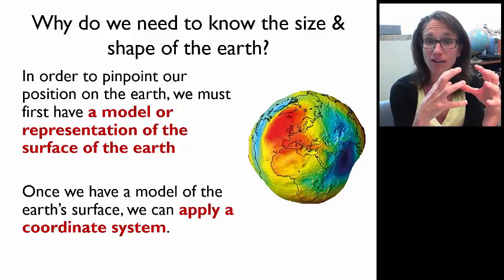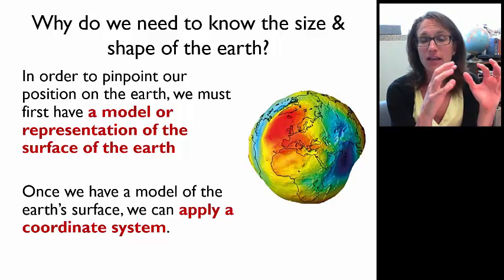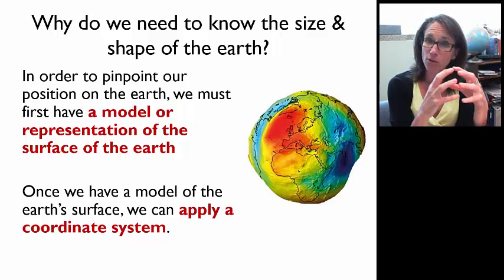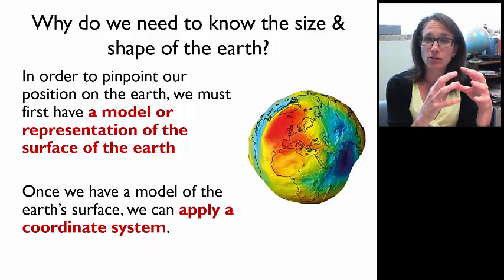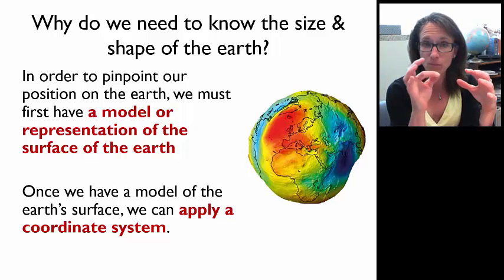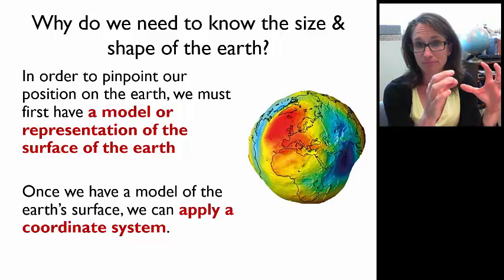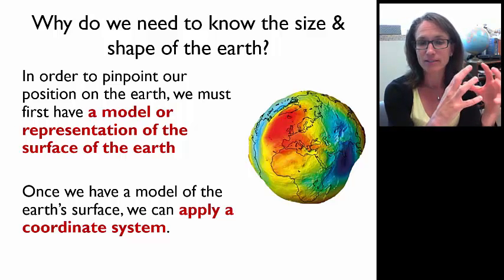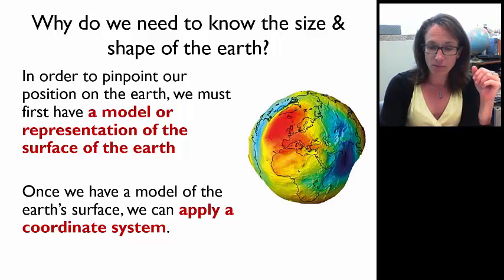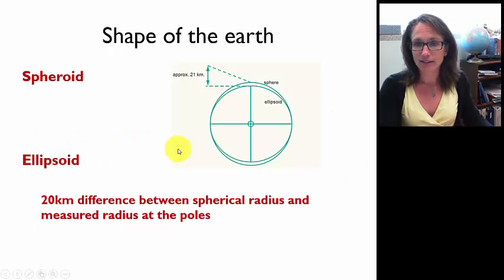So we need some sort of model that represents the surface of the Earth. And once we have that, we can apply a coordinate system to it. Once we have a coordinate system applied, then we can start identifying positions and finding coordinates in that system. So the first thing we have to do is say, what does the Earth look like?